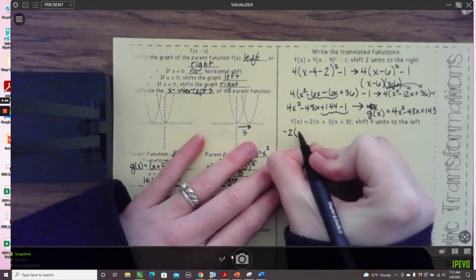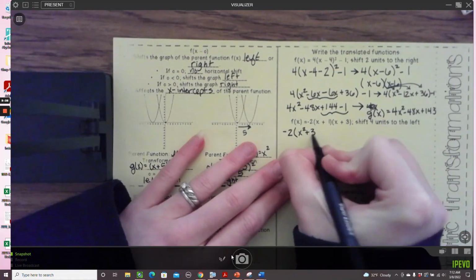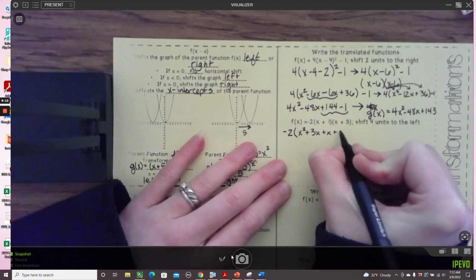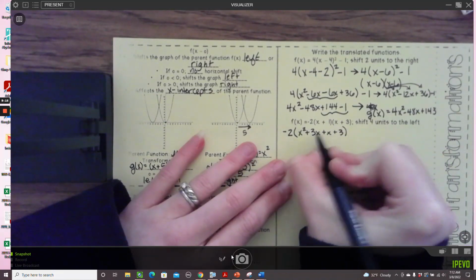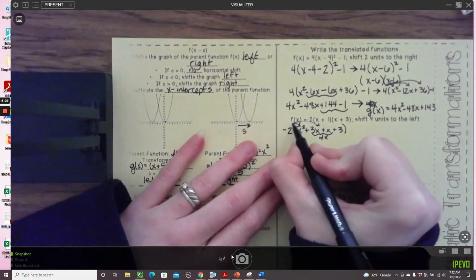So x times x is x squared. X times 3 is 3x. 1 times x is x. 1 times 3 is +3. If I combine like terms here, I get a 4x. I'm trying to save space here, guys. Now I can distribute this -2 across everything.